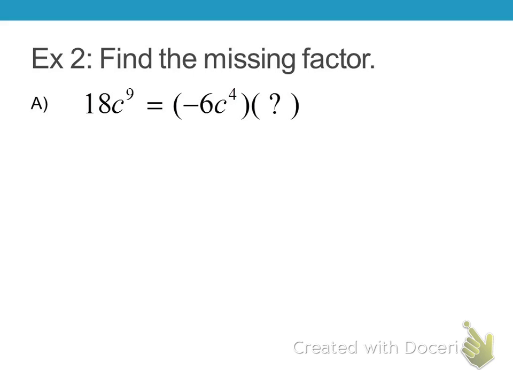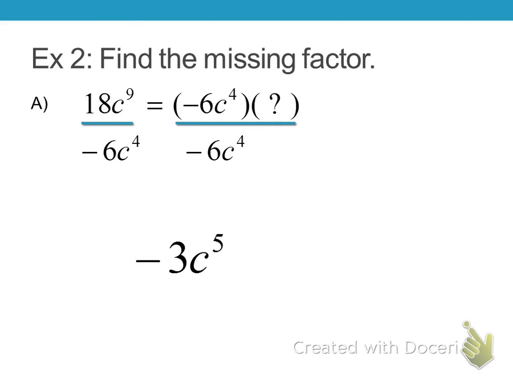All right, so basically, what times -6 would give us 18? -3. Okay, good. And c to the what times c to the 4th would give us c to the 9th? 5th, very good. Okay? So -3c to the 5th.